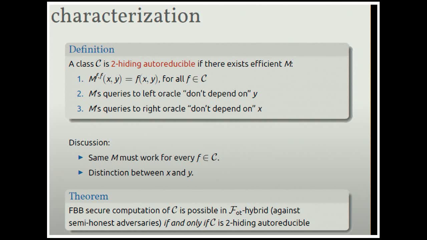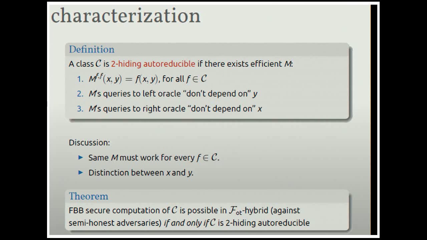So the main theorem here is that you can get secure computation without knowing the code of a function for an entire class of functions, if and only if that class has this exact auto-reducibility property. So you can only avoid knowing the code of the function if there's enough structure. And what do I mean by structure? I mean exactly this. This is the kind of structure you need. And this is for security against semi-honest adversaries.